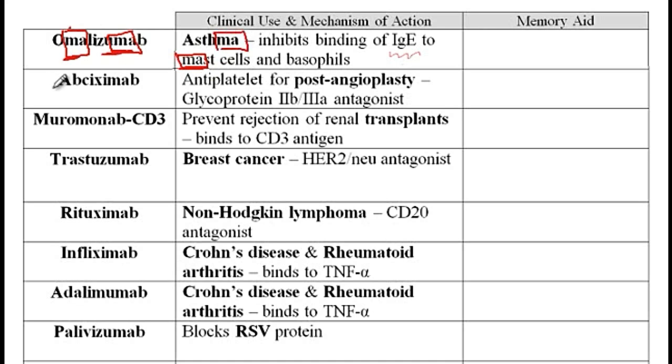The next medication is Abciximab, which is an antiplatelet and is used for post-angioplasty procedures, and the mechanism of action of it is that it inhibits the glycoproteins 2B and 3A. So the way you can associate these glycoproteins with this medication is that A is the first alphabetic letter, B is the second alphabetic letter, and C is the third alphabetic letter. So here we have the second, third alphabetic letter associated with Abciximab.